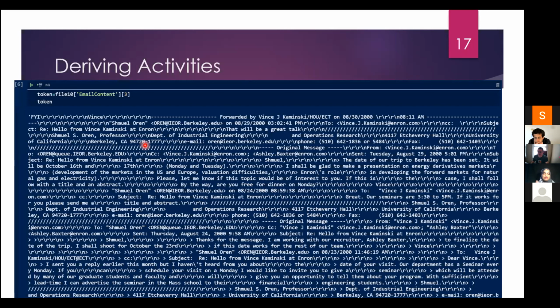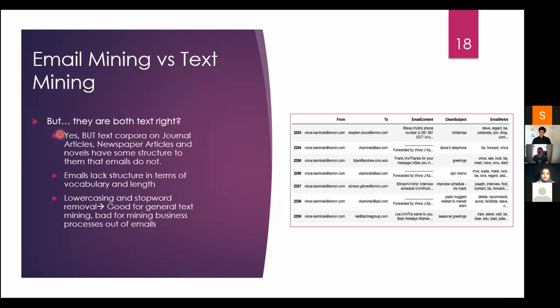But if I were to run normal text mining algorithms, even after I clean out all the slashes and all the numbers, if I were to run TF-IDF and K-means on this email, I would not know that this was an email about information sharing, like FYI, right? And that's what makes text mining and email mining so different. This is what makes the difference so big.